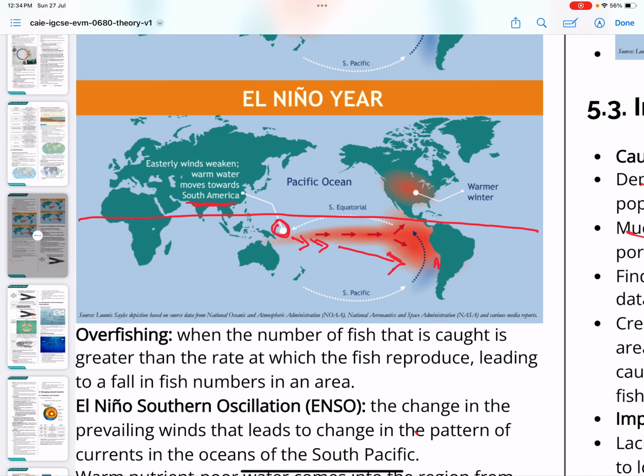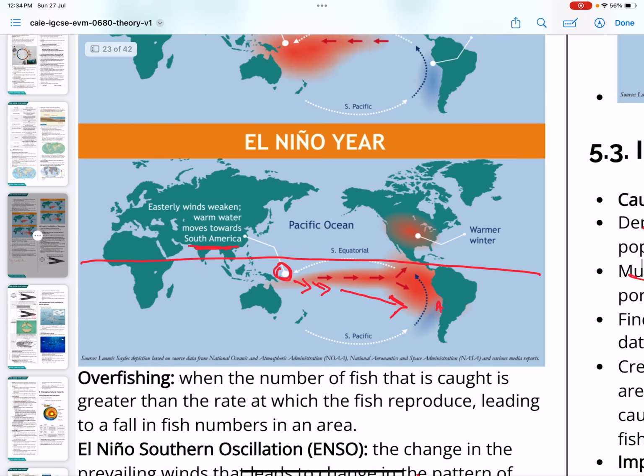This entire situation is called El Nino, and this is considered a natural disaster because it is destroying the fish, because it is causing a drought in the area. Drought in the area means no crops, famine, food shortages, people are going to die, etc., etc. So this is called El Nino.